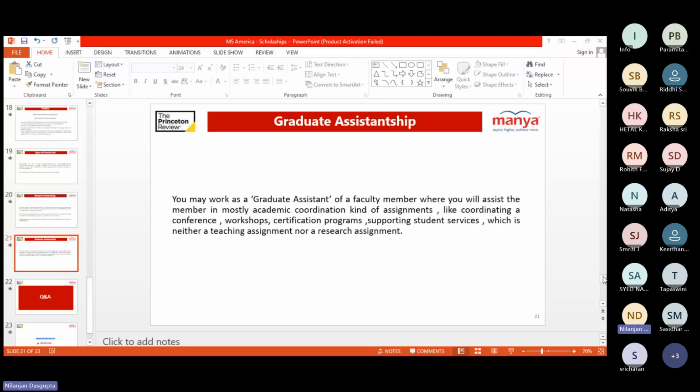Now, the ideal timeline to write the GRE and IELTS, if you're looking at fall 25, is by October end. That should be done. If you're stretching it, by November 15th, not beyond that.